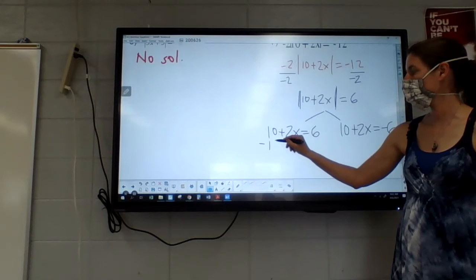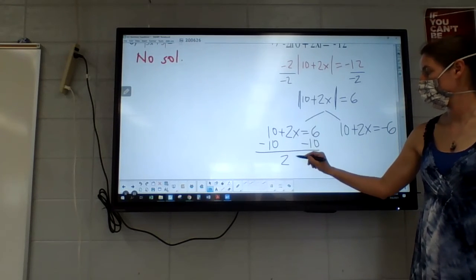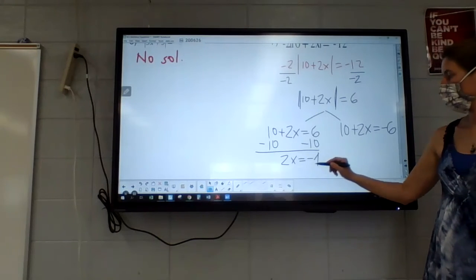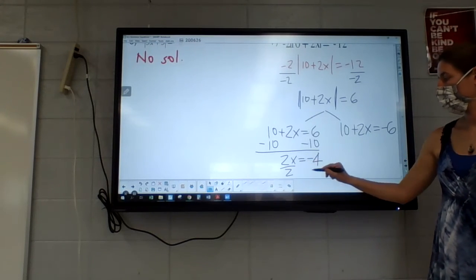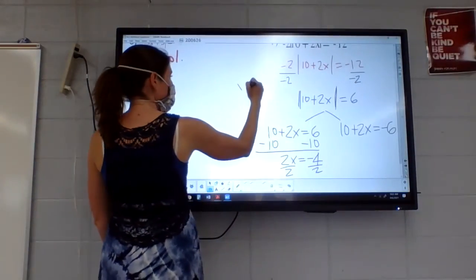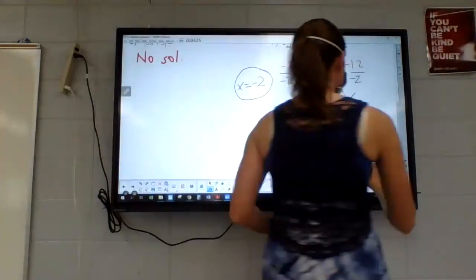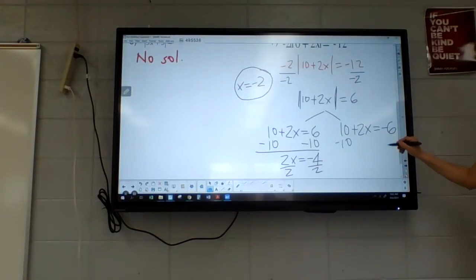So move this 10 over. So I find out that x can be negative 2. And I move the 10 over down here. And x is also going to be a negative 8.